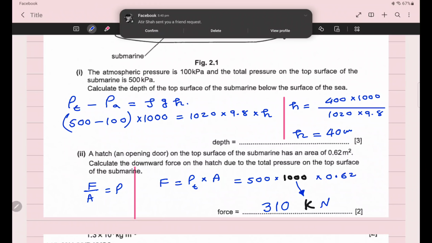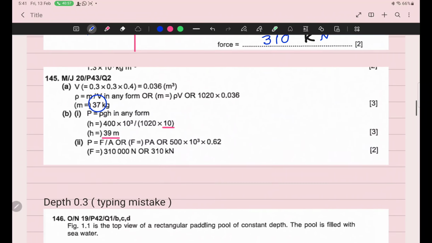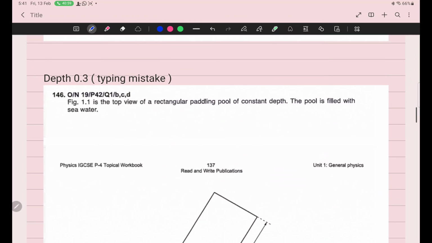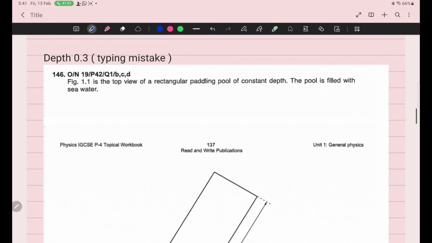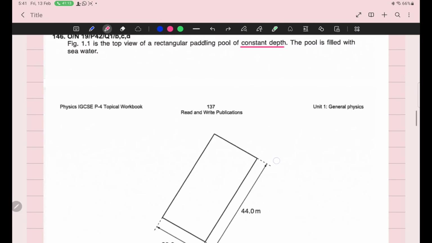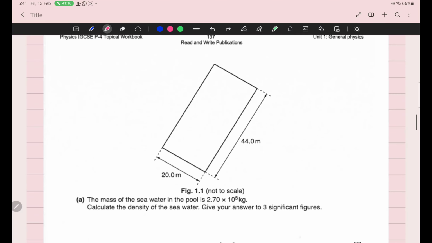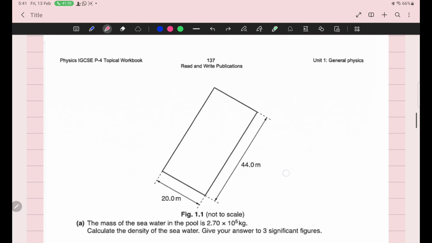Okay, this question is completed, and now we are solving another question. The question is, sir, it is a swimming pool, and the depth of the swimming pool is missing. So in the marking scheme, I noted the depth is 0.3. Okay. And this is filled with water. It is filled with seawater. And it is the top.